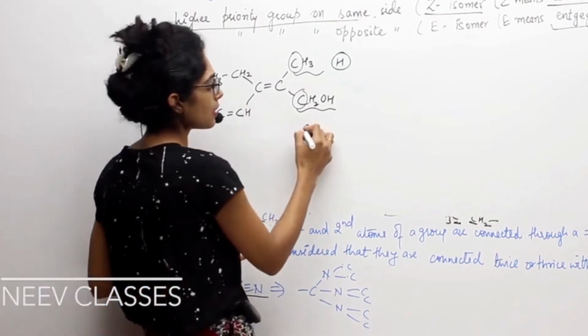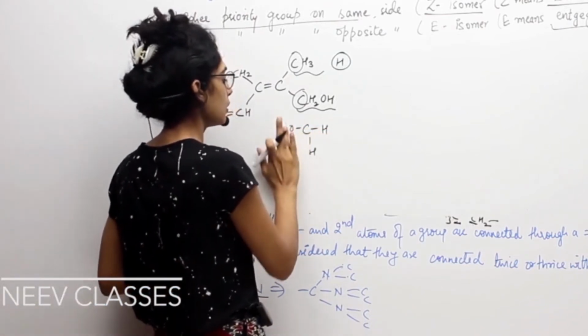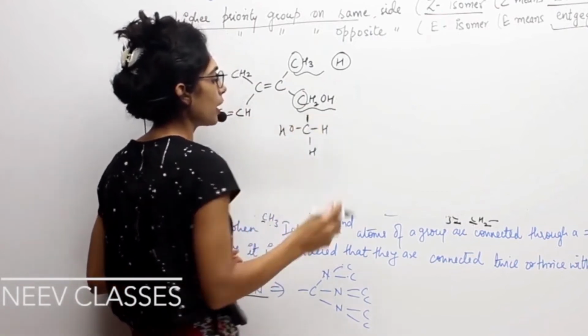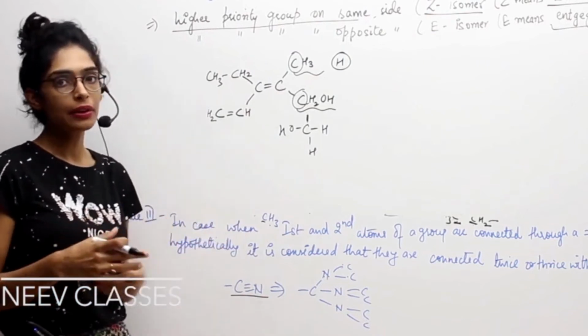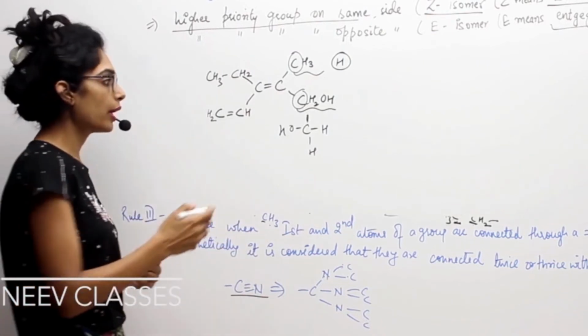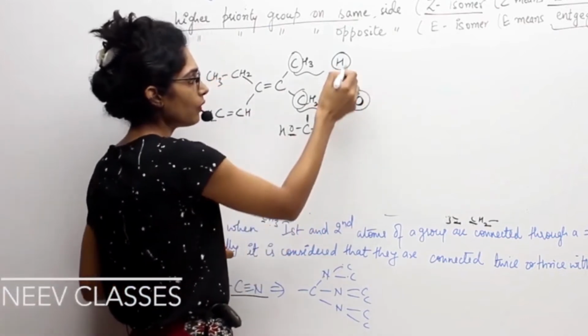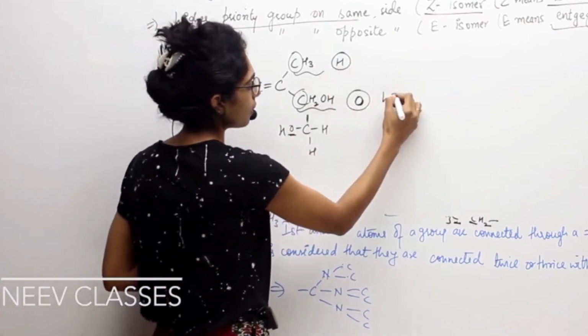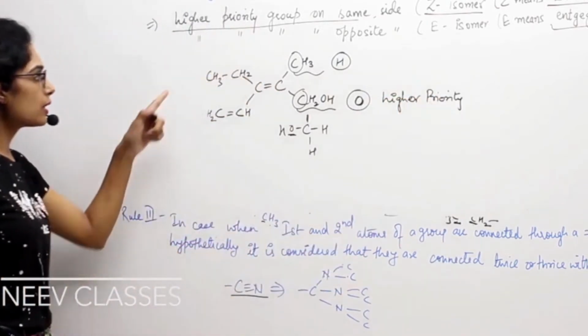So basically it is like this, OH, and this is the point of attachment. As I mentioned earlier, we will look out for the next immediate higher atomic number element. The higher atomic number element here is oxygen, so the point of difference is going to be oxygen. So when we compare these two, this is going to be the higher priority group. So this is resolved. Okay, now let's compare these two.